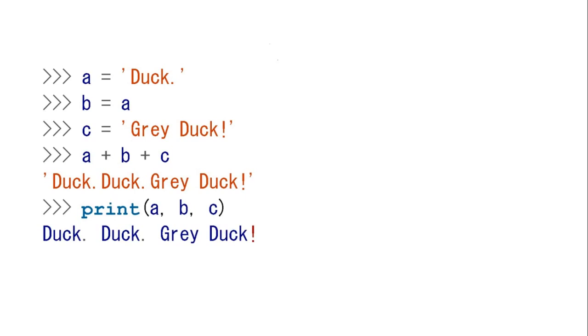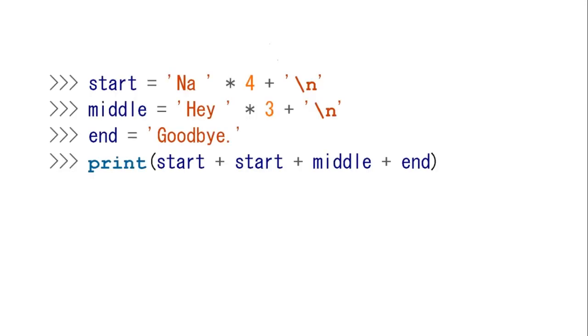Duplicate with asterisk. You use the asterisk operator to duplicate a string. Try typing this line into your interactive interpreter and see what it prints.